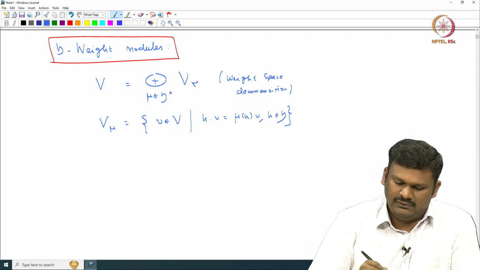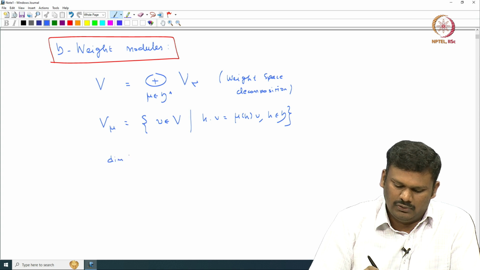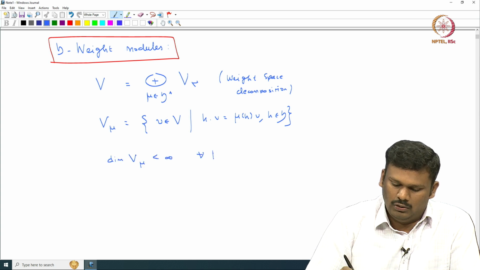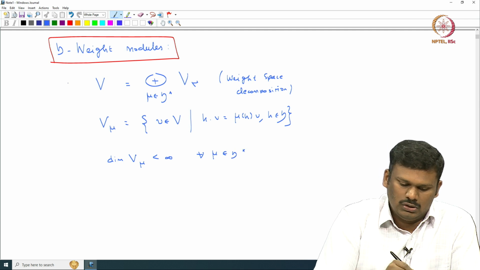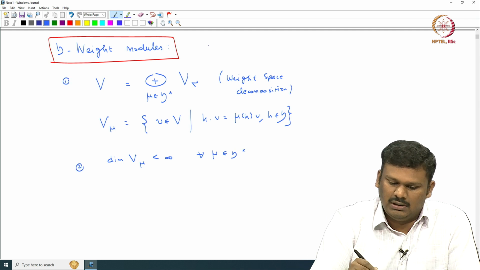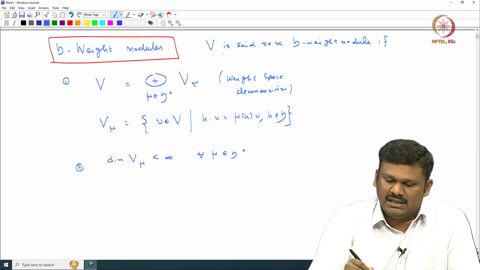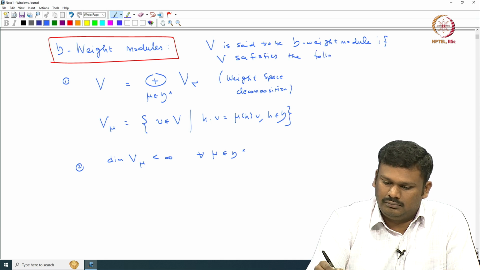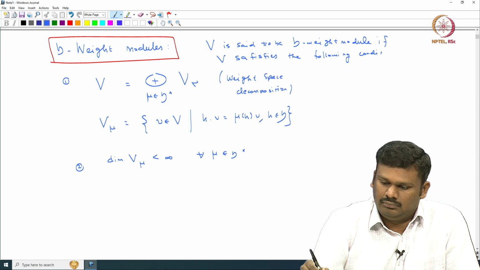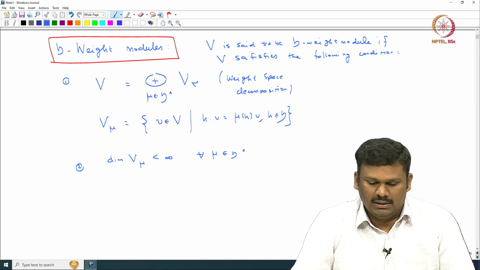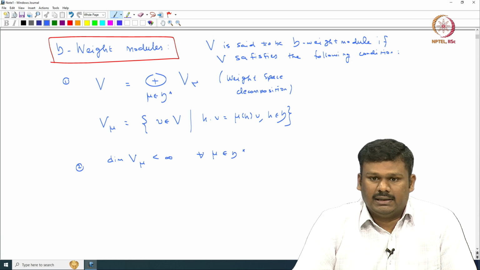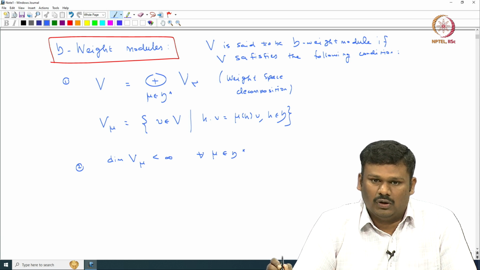To talk about characters, we also demand the dimension of V mu to be finite for all mu in H star. Okay. So, these are the two properties that should be satisfied. So, V is said to be an H weight module if V satisfies the following conditions. First one is V being just a direct sum of weight spaces, and second thing is we demand that the dimension of V mu is finite for all mu in H star.